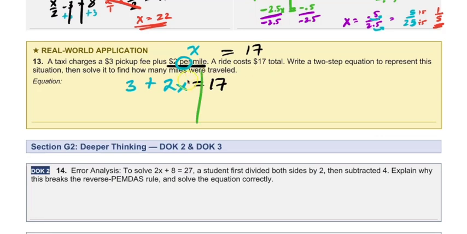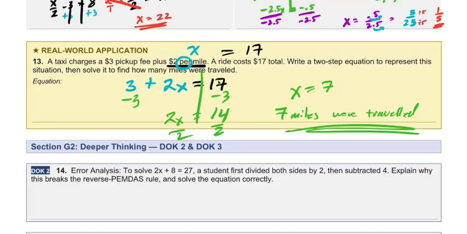So there's my equal sign. I want to get the x by itself. So minus 3. So 2x equals 14. And then we just divide by 2. X equals 7. It is an application problem, so let's answer in words. The question was, how many miles was traveled? 7 miles were traveled. So there we go.